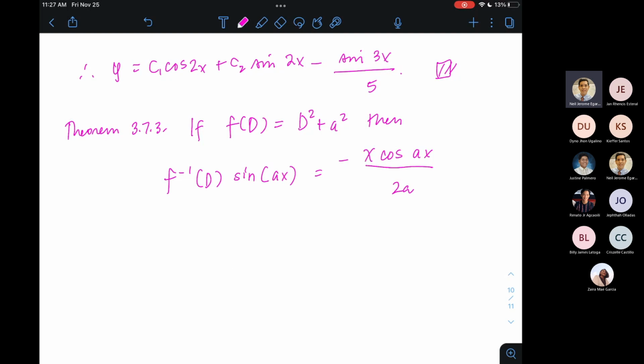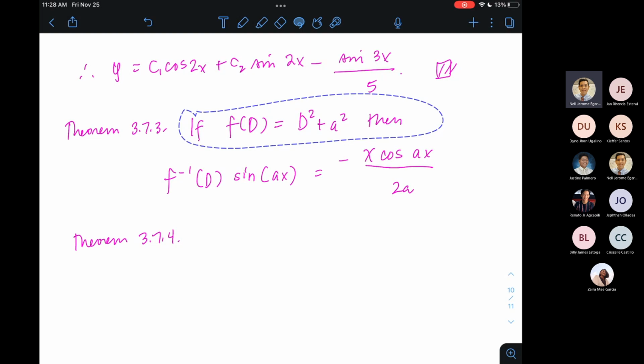And the proof can be written similarly to what I did before. Kunin nyo lang yung d squared plus a squared applied to this, and you will be able to show after simplification that that will be sine of ax. So paki-double check na lang. And then theorem 3.7.4 is quite similar to this.